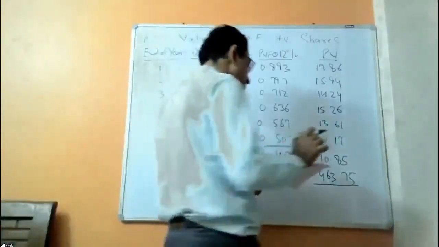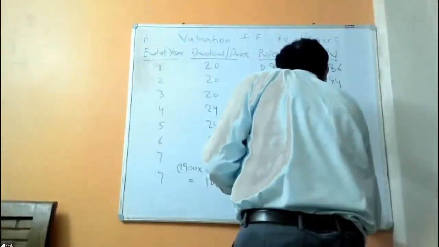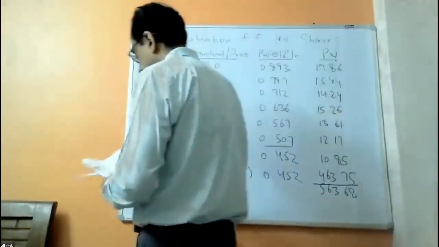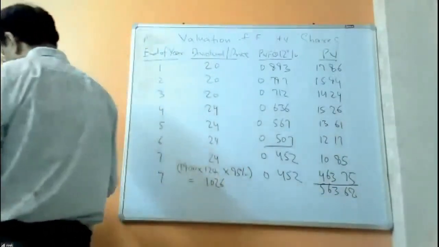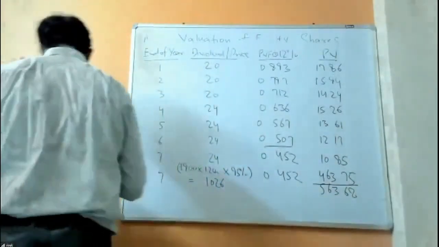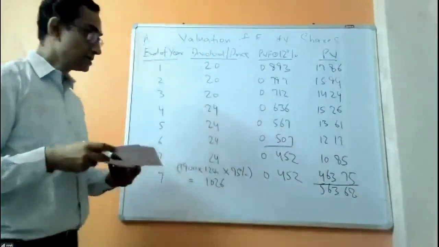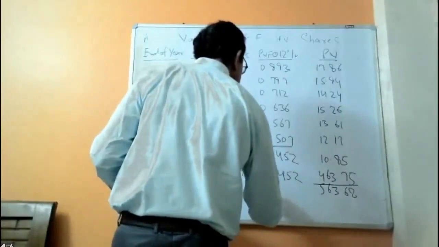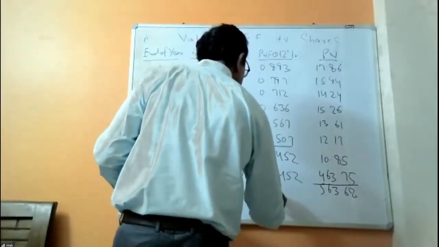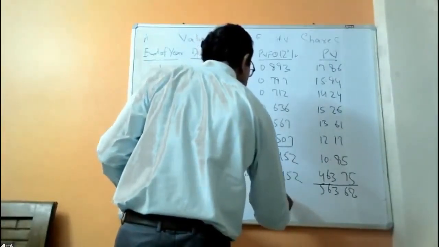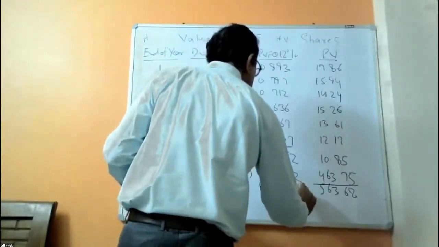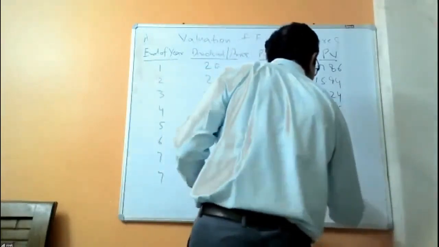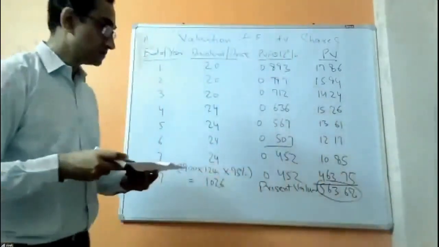So it is coming to 563.68. Kindly check at your end only. It's coming to 563.68. It is actually the present value. $563.68 is the present value.